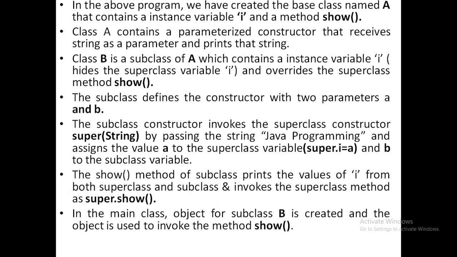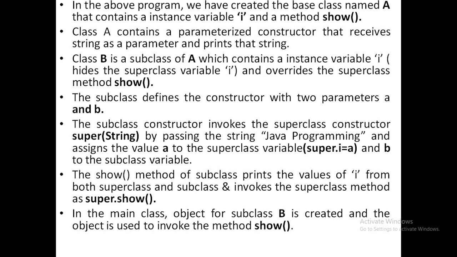In the above program, we have created the base class named A that contains an instance variable I and also a method show. Here the class A contains a parameterized constructor that receives a string as parameter, and also it prints the string. And class B is a subclass of class A which contains the instance variable I, and also it overrides the superclass method show.